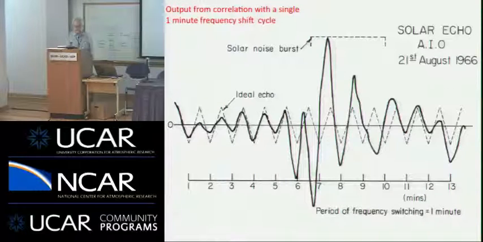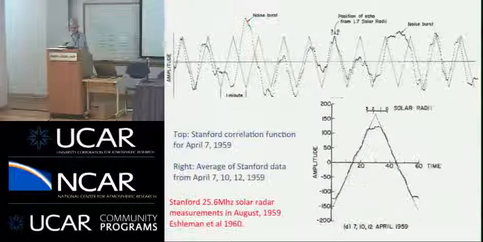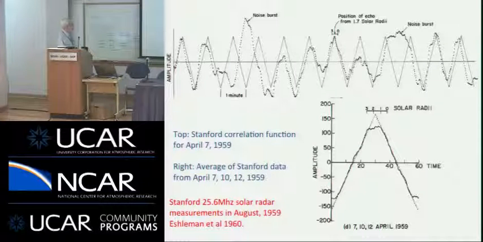The data looked like this. You can see this is the nominal ideal echo in its dashed line here. This is the true echo here. This was a noise burst from the sun that was significantly affecting the data, obviously. And that's a correlation from a 1 minute shift cycle. And just out of interest, this is what the Stanford group got. A very similar looking, same system, by the way, as a graduate student I just copied essentially what they had done. And this looks very similar to what the Arecibo results were.